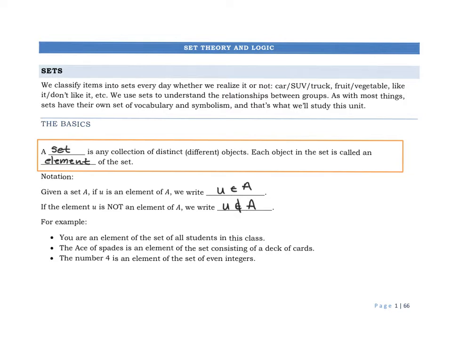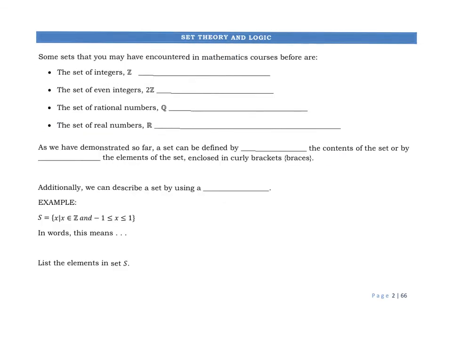So examples of sets and elements are: you're an element of the set of all students in this class. The ace of spades is an element of the set consisting of a deck of cards. The number 4 is an element of the set of even integers. So we just talked about integers. Maybe you've forgotten what integers are. And this will give us an opportunity to do this as we talk about different sets of numbers.